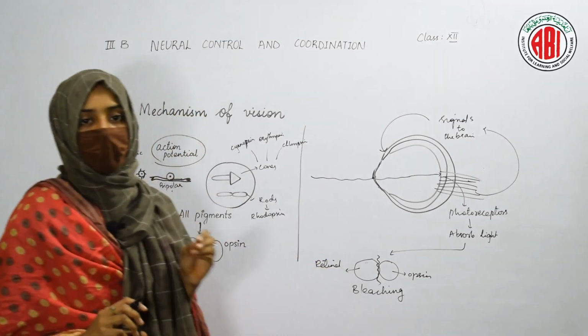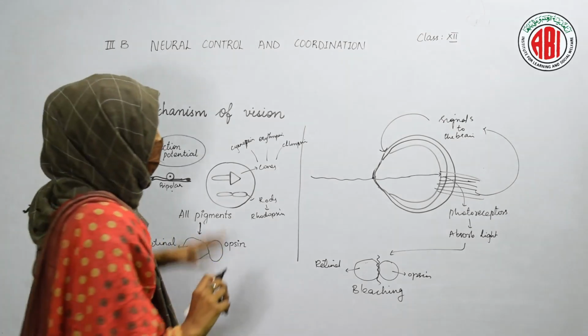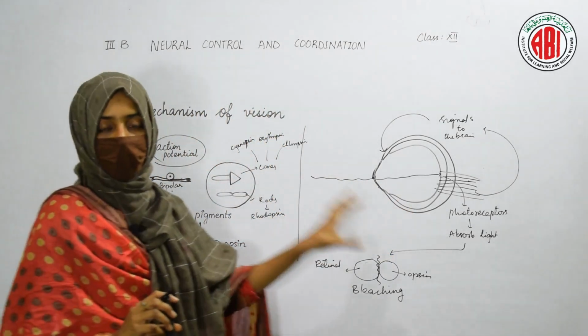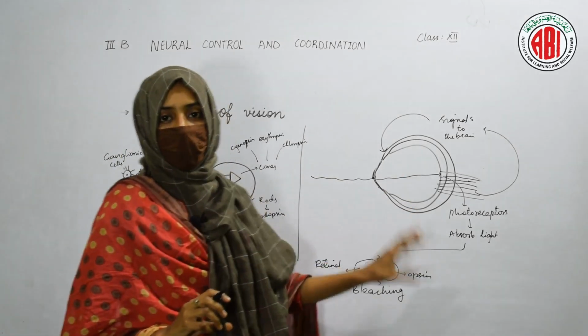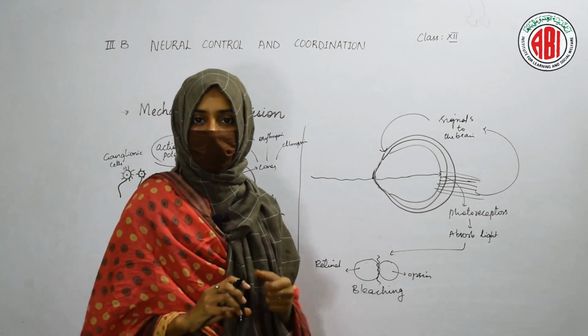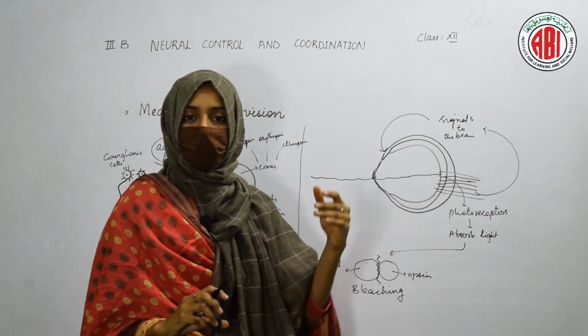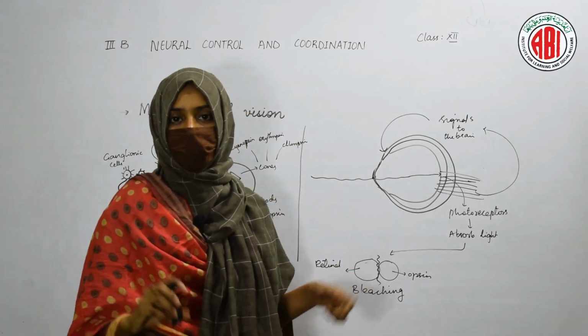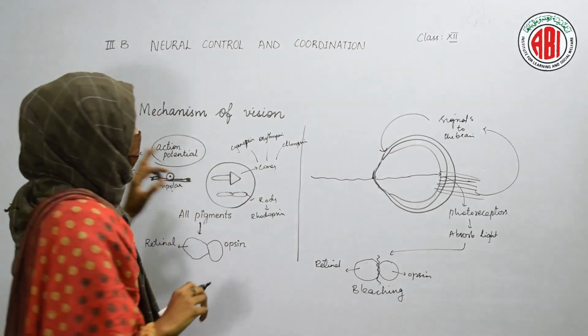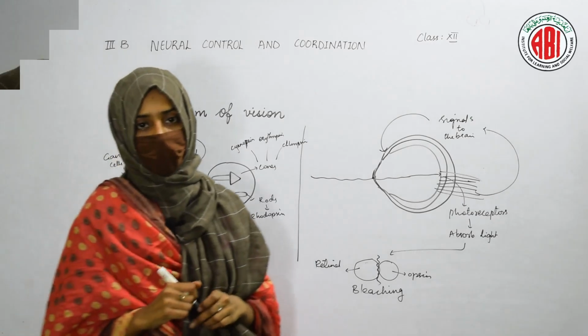This is how vision takes place, due to the bleaching of the pigment of the different photoreceptors and due to the action potential of the neurons. The neurons take the message to the brain, and then the brain sends the command to our eye in order to visualize the different things that are found in our surroundings. So, this is about the mechanism of vision.